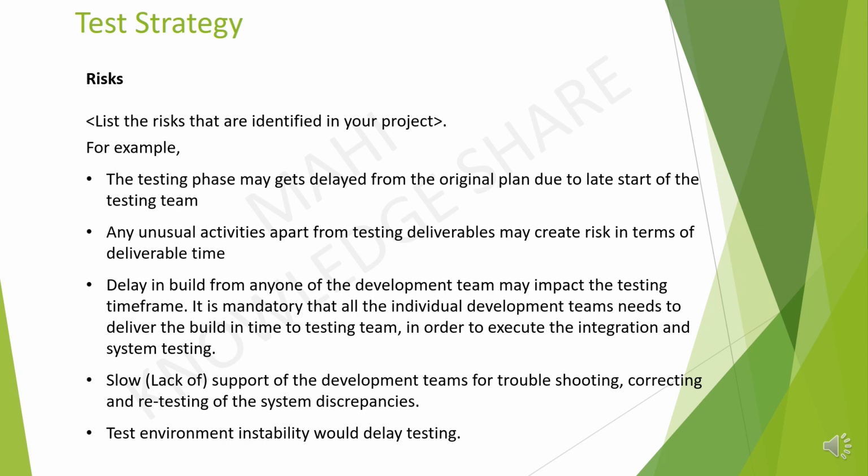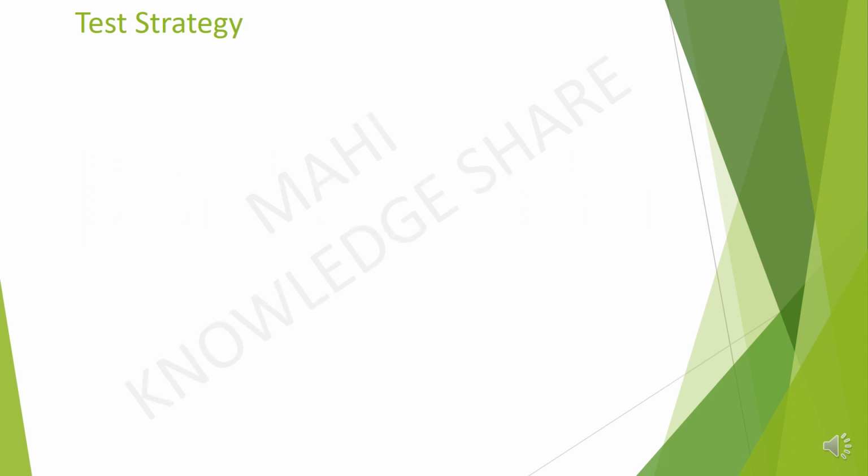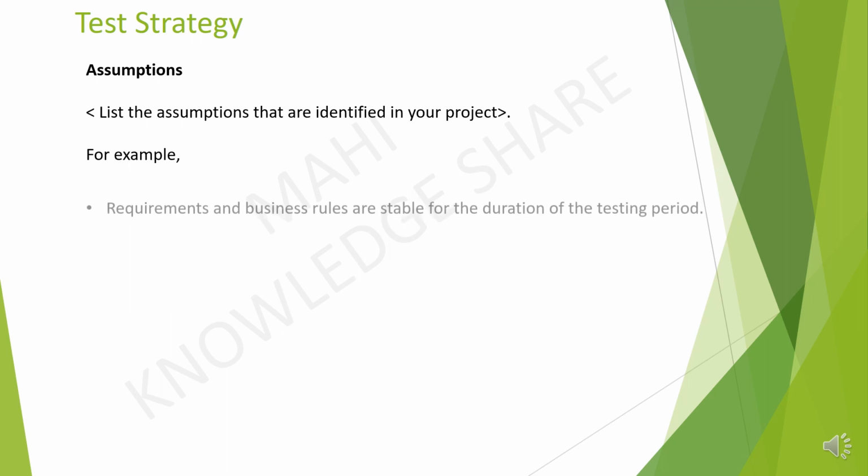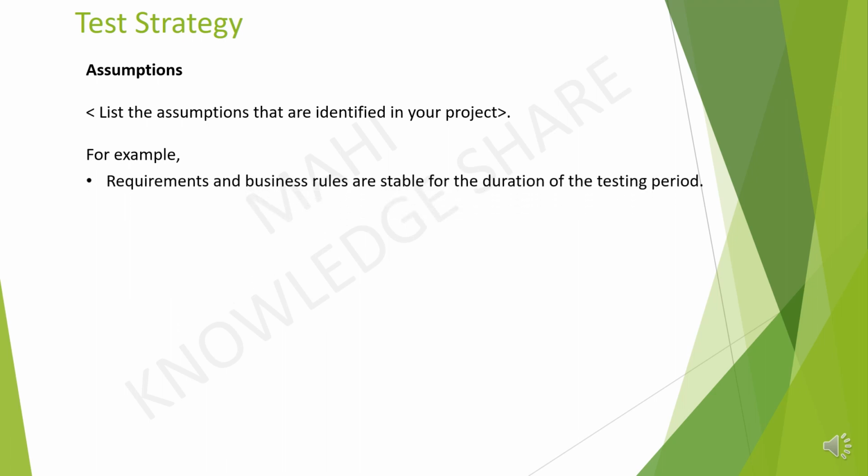Assumptions section in test plan document. In this section, list the assumptions that are identified in your project. For example, requirements and business rules are stable for the duration of the testing period. The test data will be in place. It will be provided either by client or by development team.